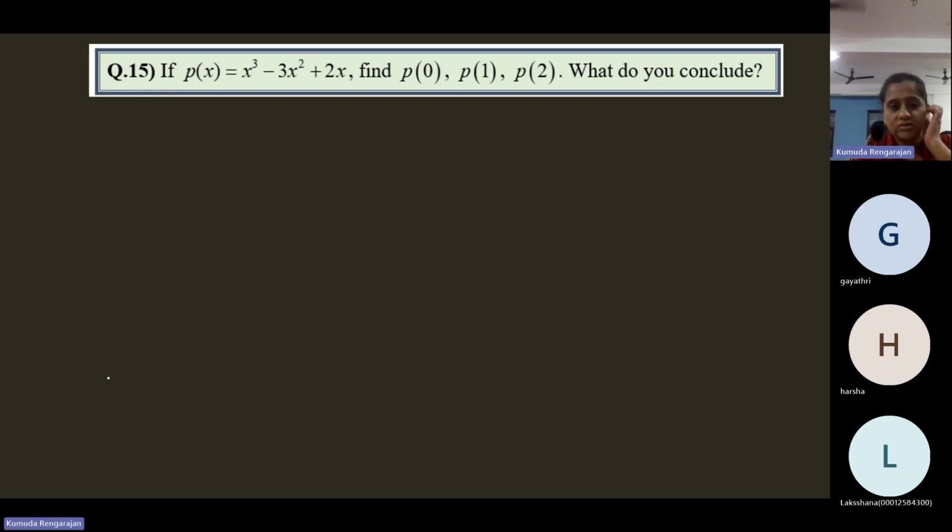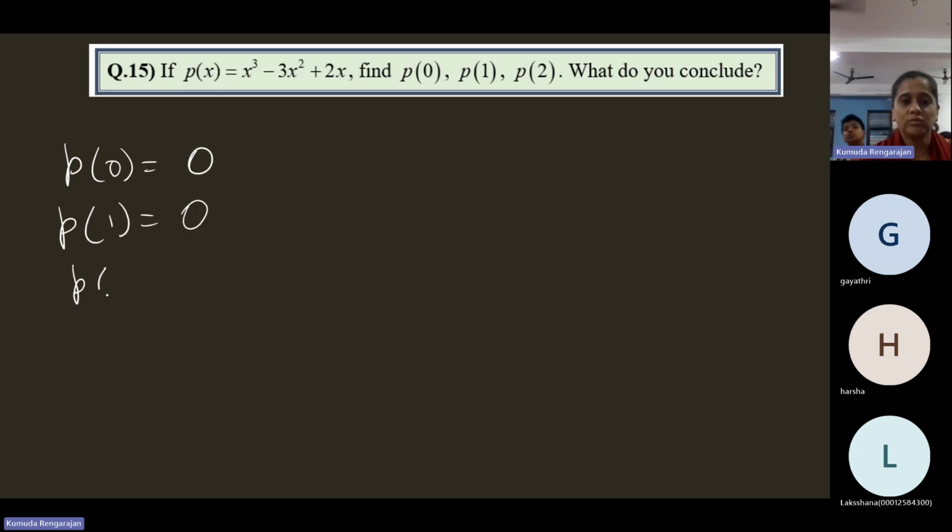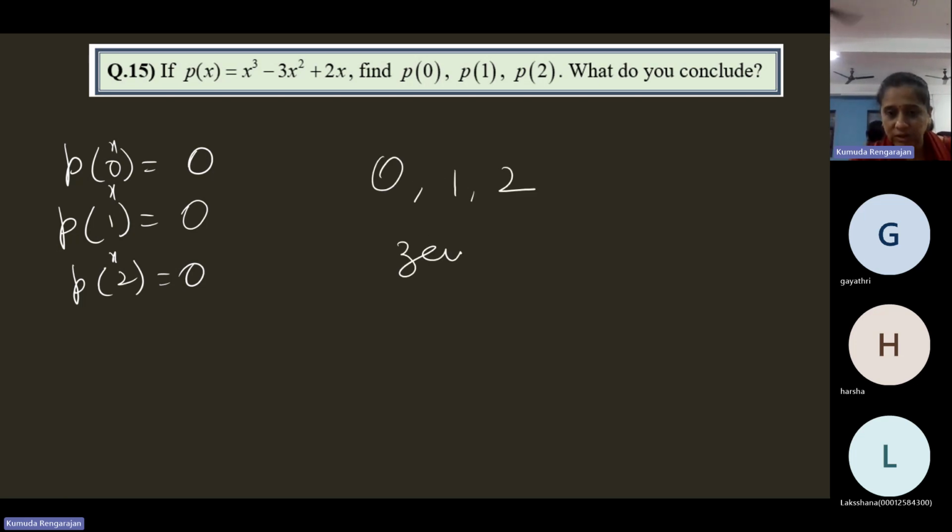So what is the value of P of 0? 0. Okay. What is the value of P of 1? 0. Okay. P of 2? 0. Okay. So if the value of the polynomial at these values of x is 0, that means these numbers 0, 1 and 2 are the zeros of P of x.